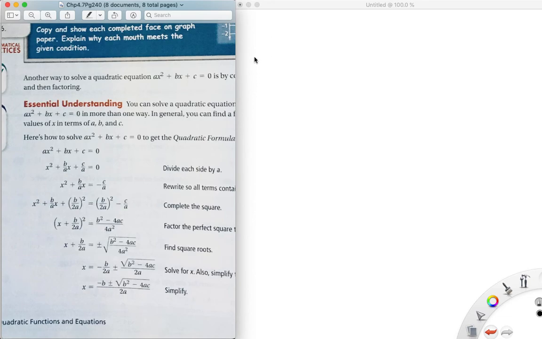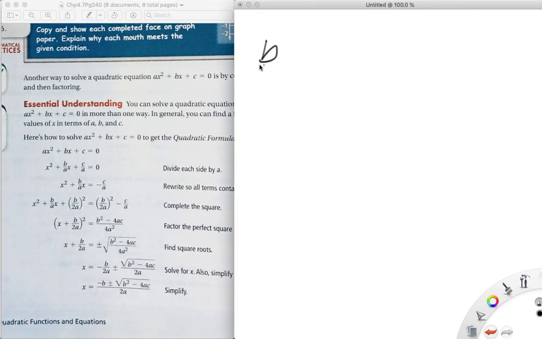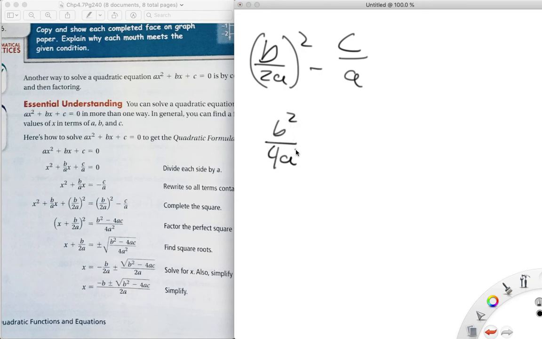So let's see how they got that part here. B squared, b over 2a squared minus c over a. They squared this part, right? So this is going to be b squared over 4a squared minus c over a.